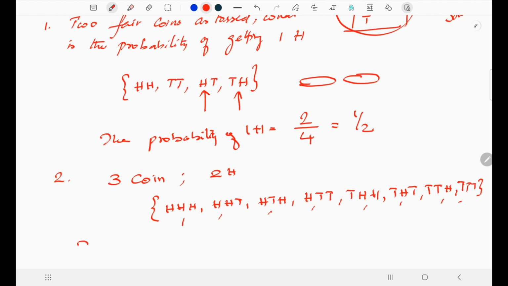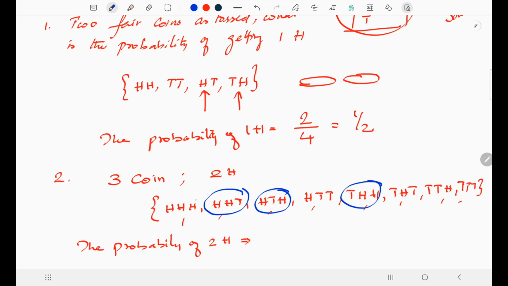So what is the probability of getting 2 heads? Where are the 2 heads? I can change the color. 2 heads, 2 heads, 2 heads, and this one, 2 heads. So in total 4 by 8, which equals 1 by 2.